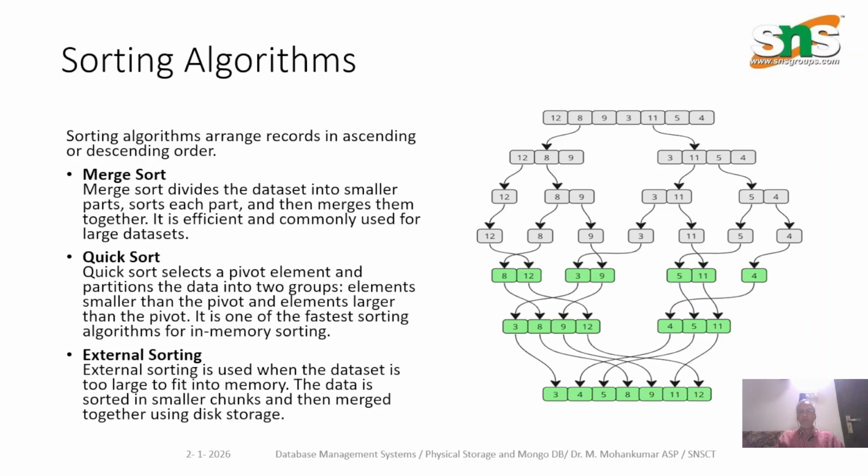Quick sort selects a pivot element and partitions the data into two groups: elements smaller than the pivot and elements larger than the pivot. It is one of the fastest sorting algorithms for in-memory sorting. Then external sorting is used when the data set is too large to fit into memory. The data is sorted in smaller chunks and then merged together using disk storage.